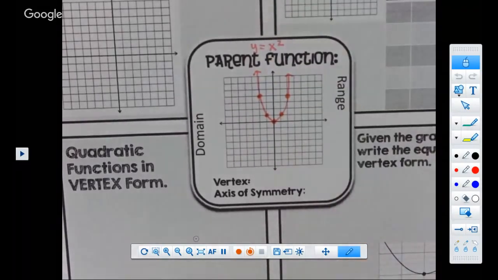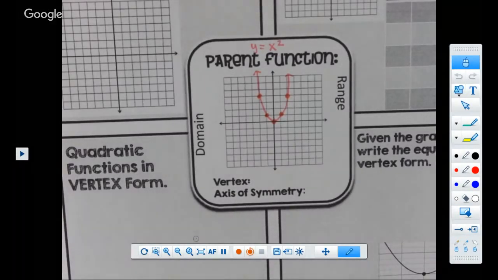All right, so all the graphs in chapter 4 are going to be some variation of this parent function. I would memorize these 4 or 5 points: 0, 0, 1, 1, 2, 4, negative 1, 1. You can just learn 4 or 5 points. Everything else is going to be some variation of those points, right?